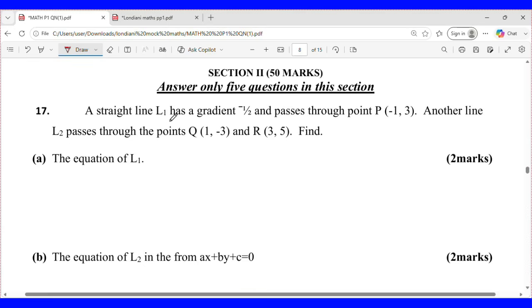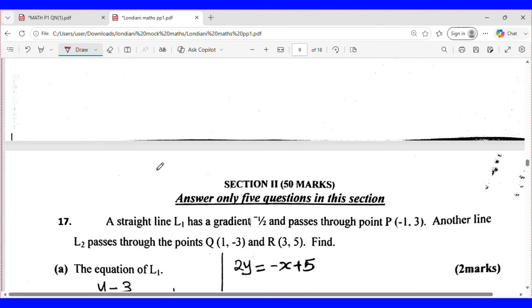A straight line L1 has a gradient of -1/2 and passes through the point this. Another line L2 passes through the point this and this. Find the equation of line 1. So for you to get the equation of line 1 which passes through here, we have the point, we have the gradient. They're very simple. You simply say y minus the point over x minus this point is equal to -1/2, and you are done.